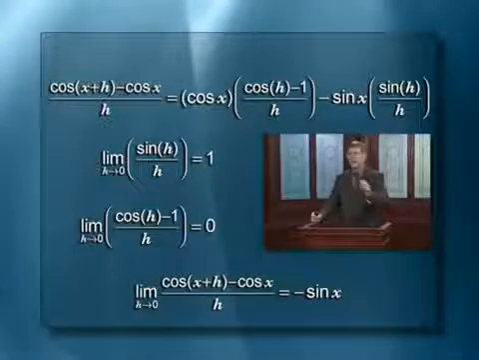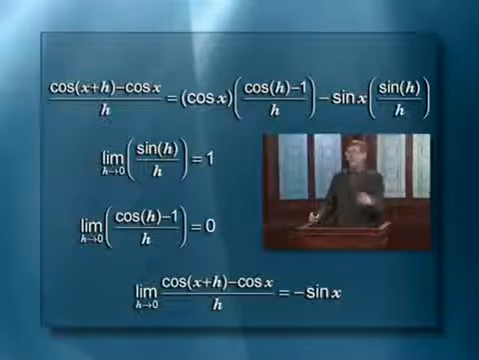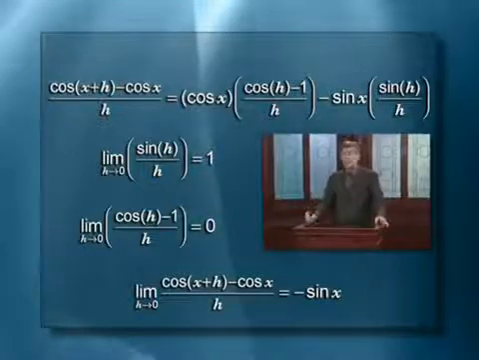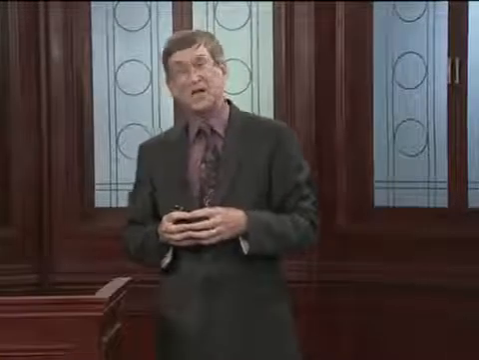The cosine x times 0, goodbye, and the sine h over h is 1, and sine x times 1 is sine x. So, what's our conclusion here? You just did a key calculus derivation. I'm going to use a fancy word for you. You just found the derivative of the cosine function. The derivative of cosine is minus sine. Wow, you just did calculus.